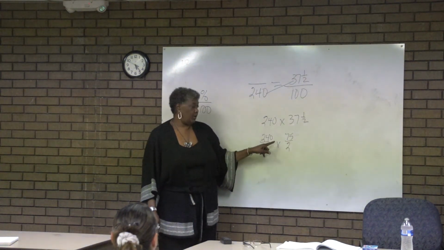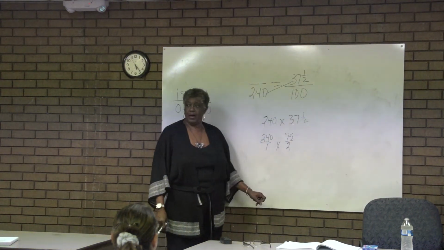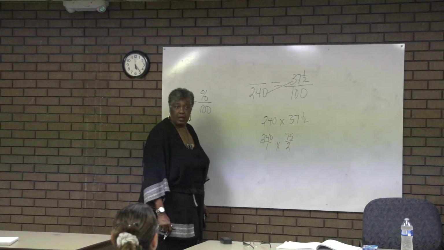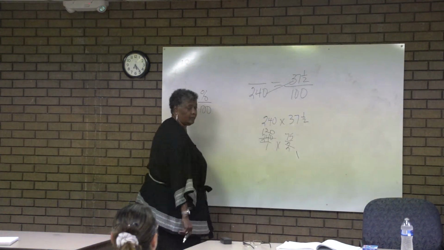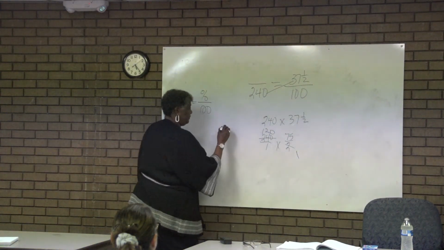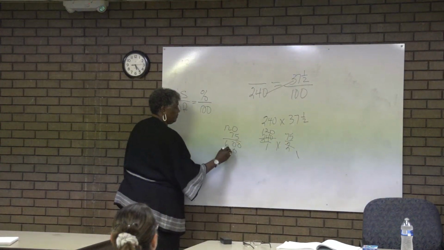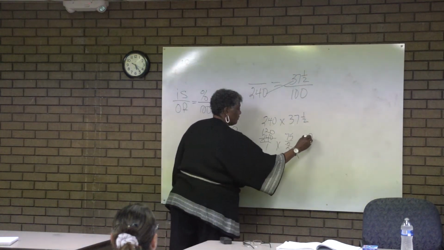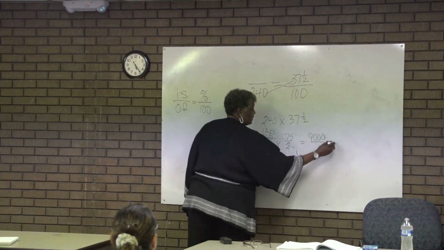Then the next rule says to multiply top times top, bottom times bottom. If you know how to cancel, this would be a time to do that to make this number smaller. I would say 2 goes into 2, and 2 goes into 240. Then I'd multiply my top times top. Bottom times bottom. Simplify or reduce.